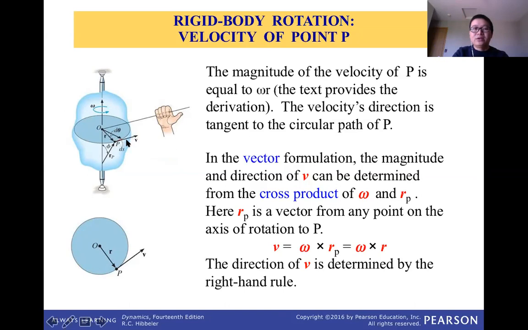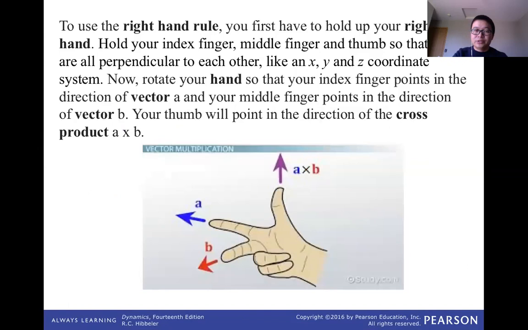Then v is defined as omega, as a vector, cross product rp. If rp is equal to r, then it's omega cross r. The direction of v is determined using the rules for the cross product of vector omega and vector r. It's called the right hand rule, which is in this equation here, in this slide here.